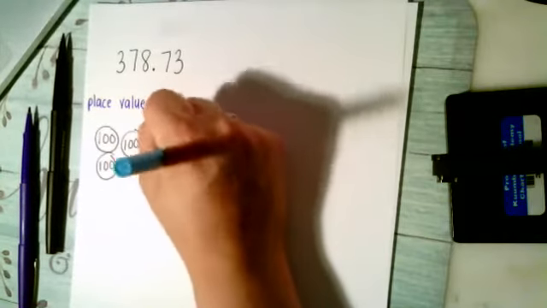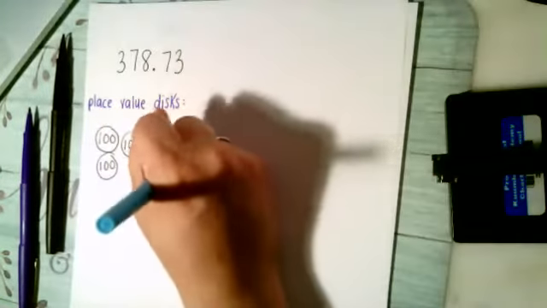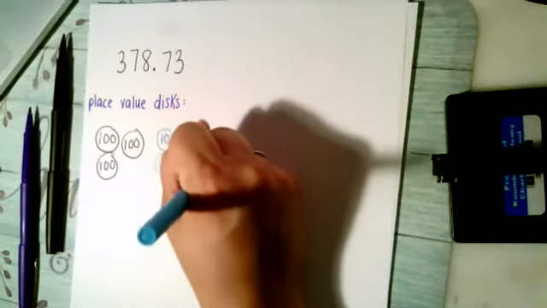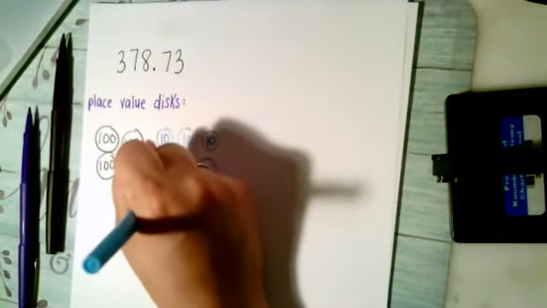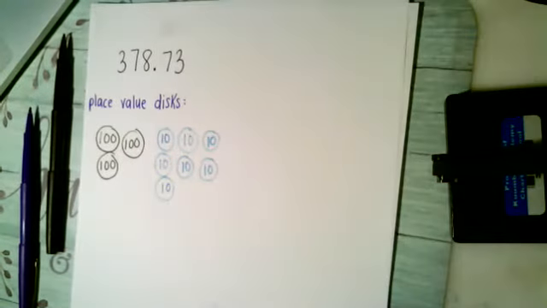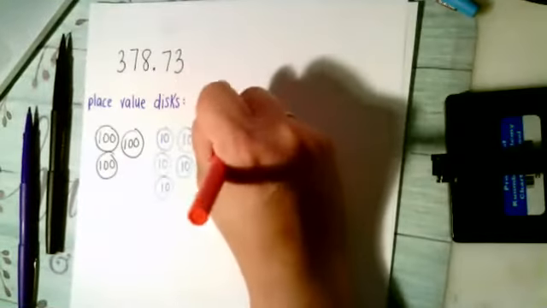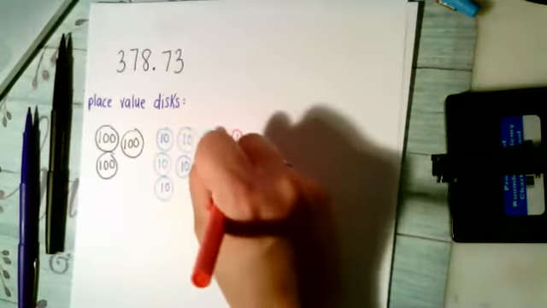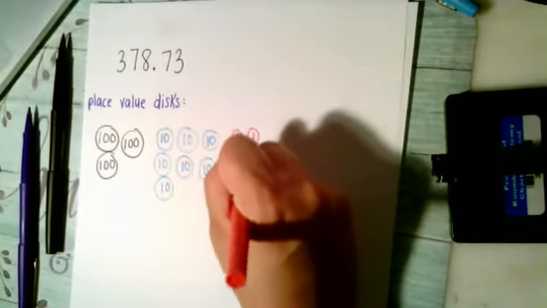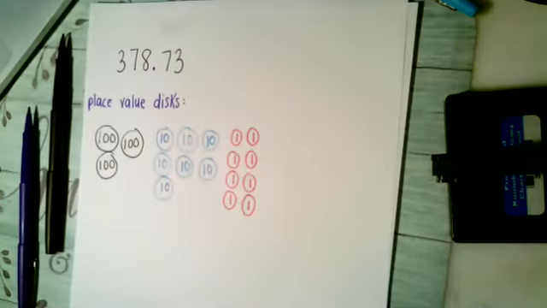So I would do 10, 10, 10, 10, 10, 10, and 10. So I have 1, 2, 3, 4, 5, 6, 7 tens. Okay, my next place is my ones. So I'm going to make 8 of those. 1, 2, 3, 4, 5, 6, 7, and 8, okay?